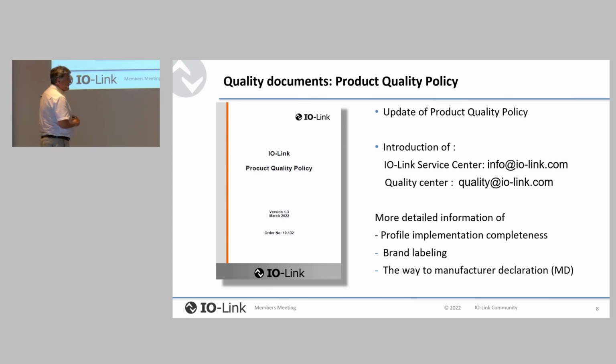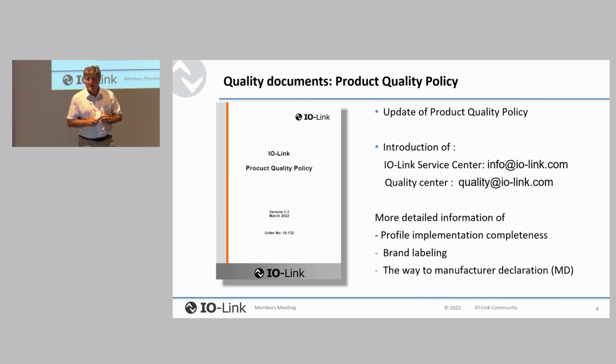Well, this brings me to my last slide of the overview. We have also adapted the product quality policy, also referenced in the community rules, which says what to do to get a product and how to get a manufacturer declaration, also if a company does brand labeling of another company. So we have sharpened the content a little bit and introduced two new things.